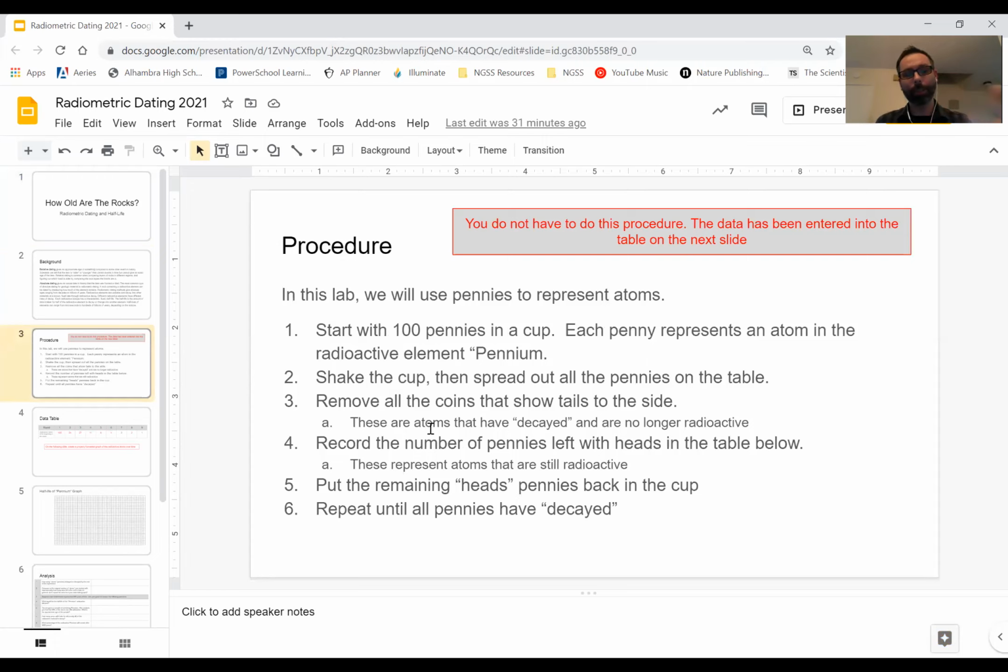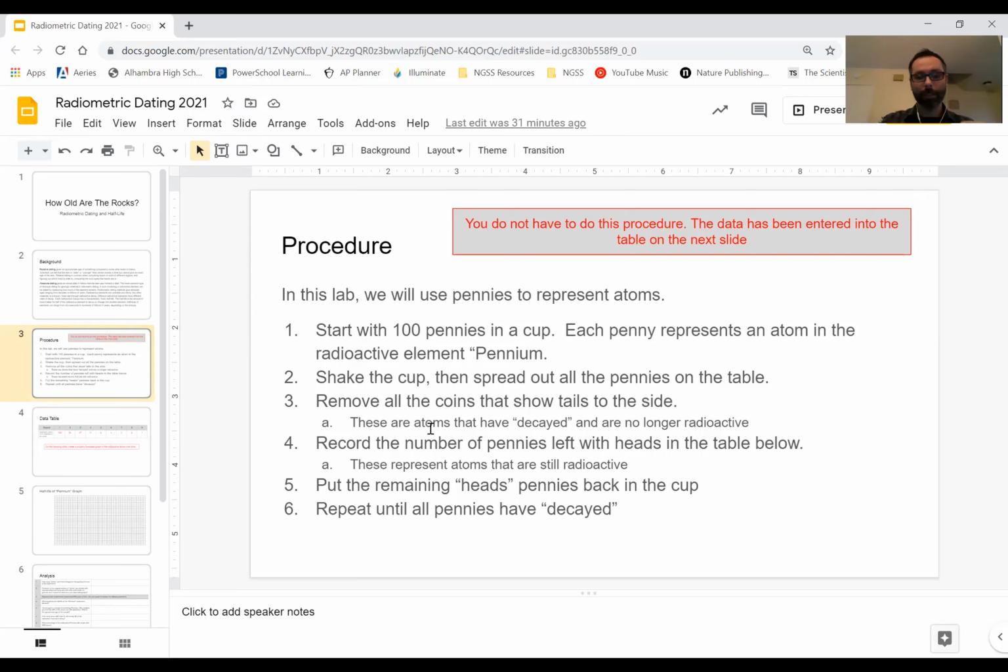But in the procedure, what you would have done is you would have had 100 pennies. I would have given you 100 pennies, and you have a cup. You would shake it all up. And those would be your atoms, right? The cup would be your rock, and the atoms would be the pennies. And you would shake it, and then you would dump it all out on your table. And then you would look, and you would take all the ones that ended up tails up, and you would get rid of those. You'd put those off to the side. Those would be the ones that have already lost their radiation.